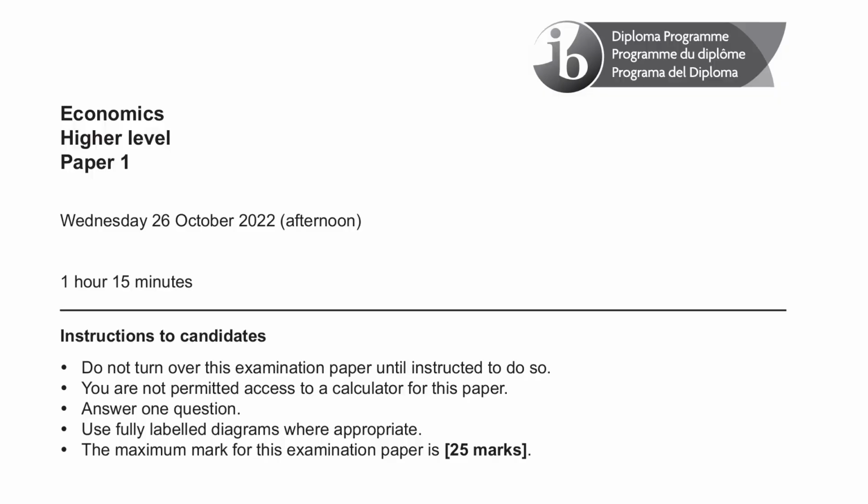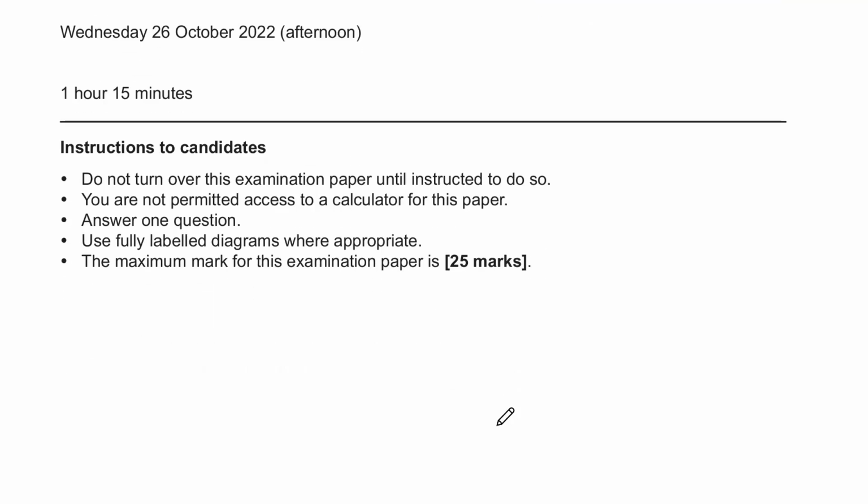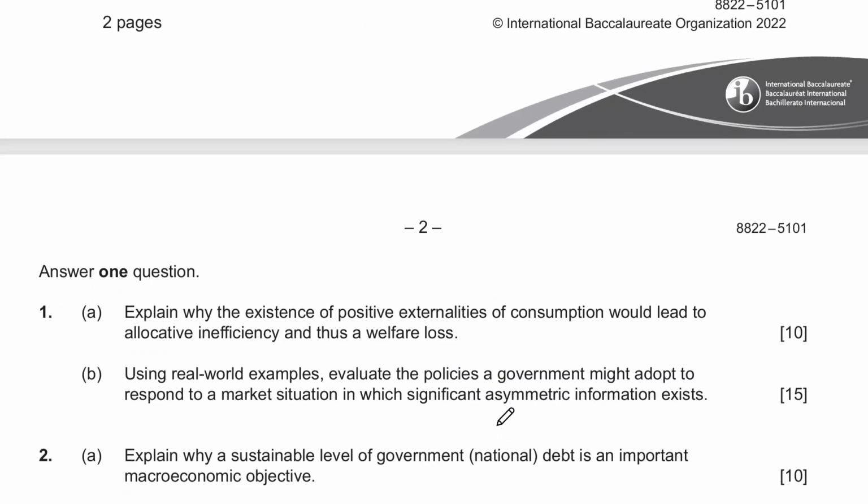Okay, so in this video, I'm going to go through the solutions for the IB Economics Higher Level Paper 1. This is the October/November 2022 exam. This is Paper 1, which includes the essay style questions. I'm going to go over the solutions to Paper 2 and 3 in subsequent videos, but this is for Paper 1 only. So let's scroll down and we'll just have a look at the first question.